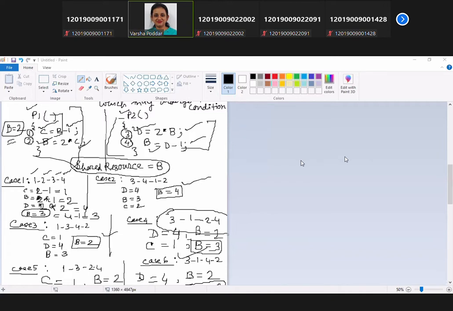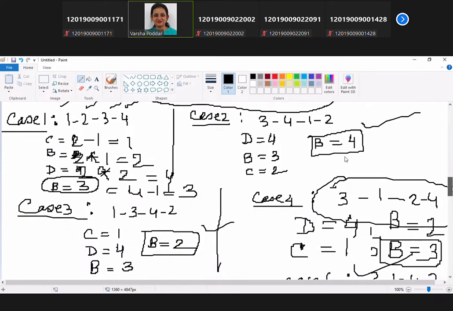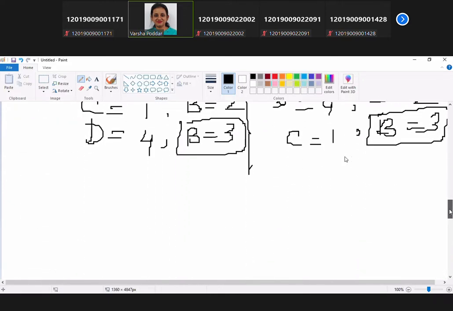Right? Is it clear? What is race condition and what is critical section? I'm expecting some answers in the chat box, whether race condition and critical section are clear to all of you or not, so that we can proceed towards our next type of synchronization.